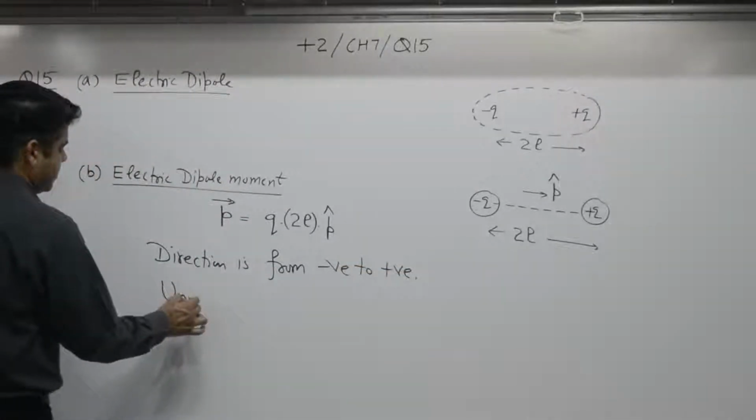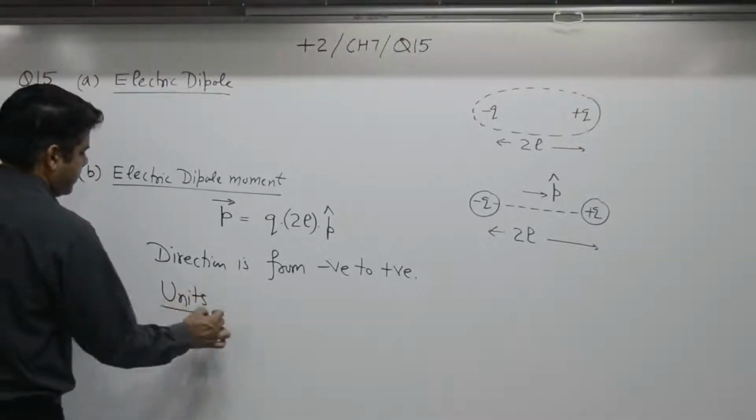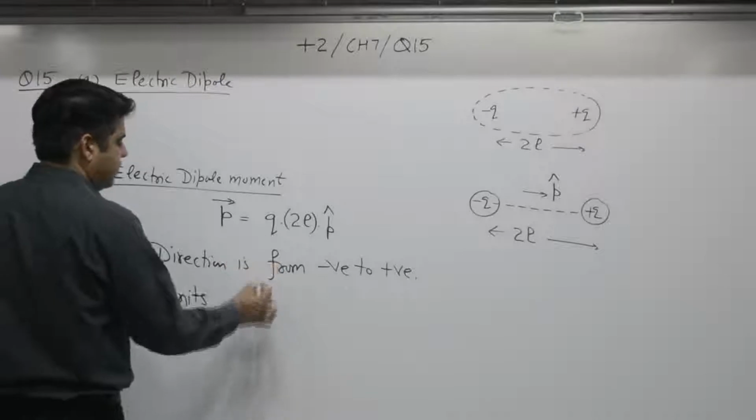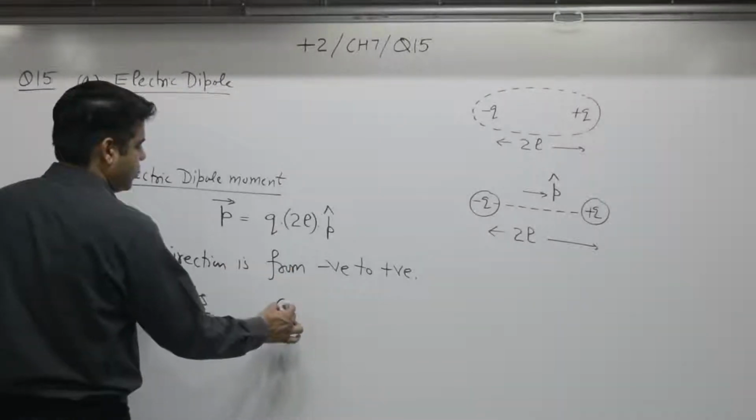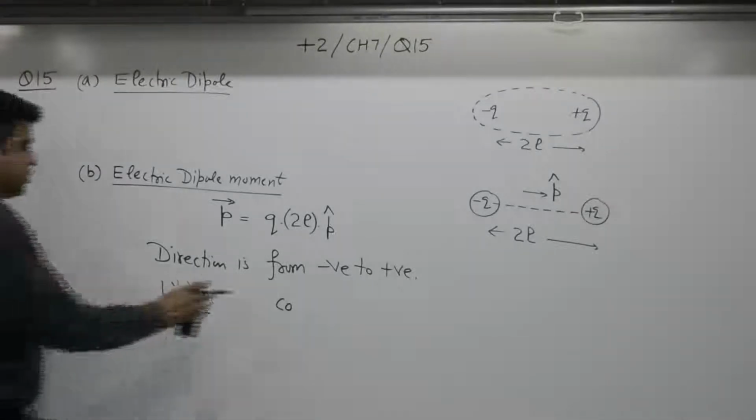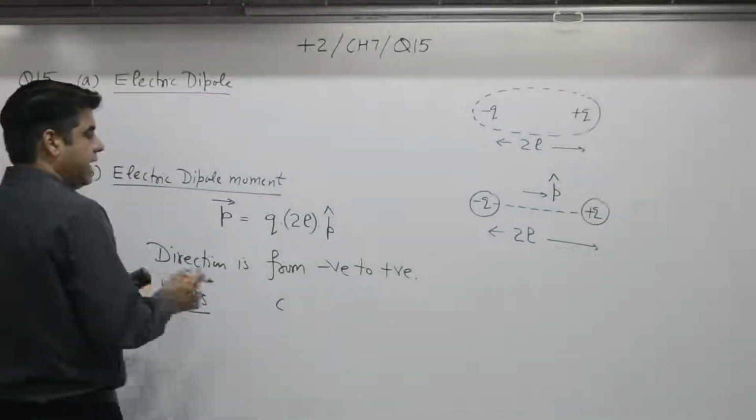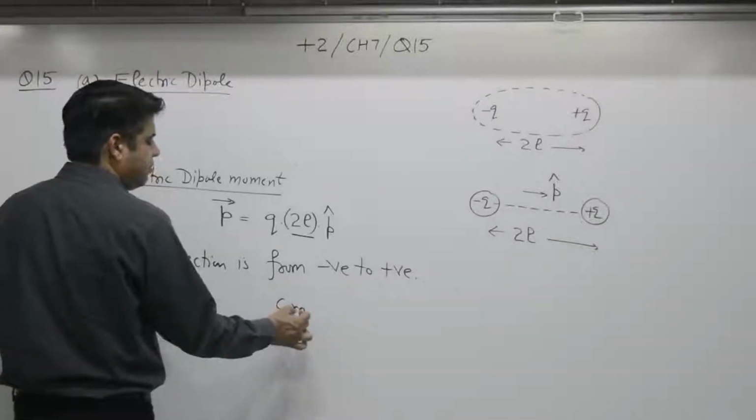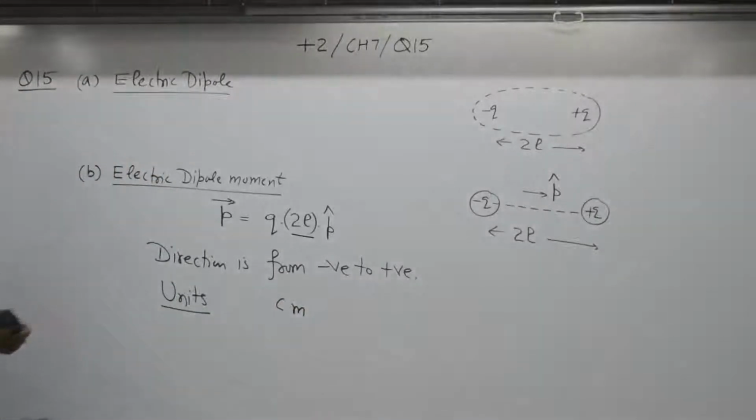Units. SI unit. What is the SI unit for charge? Coulomb, represented by capital C. And length, meter. So it is Coulomb meter. SI unit is Coulomb meter. Dimensions.